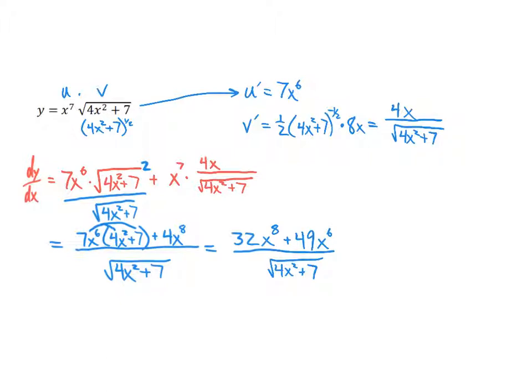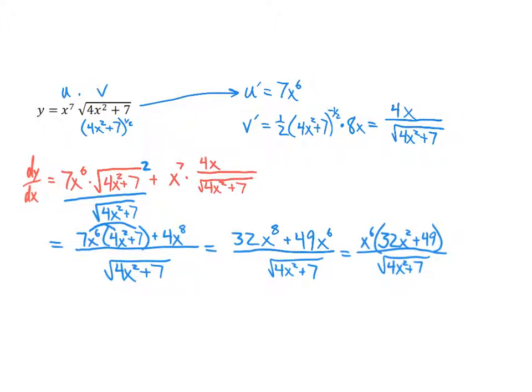Okay? And in fact, if we went one step further, it would be even more useful, because what do you notice about the numerator? Take out x to the 6th. We could factor that a little bit. x to the 6th times 32x squared plus 49, all over the radical. Now remember what I told you our goal was here.